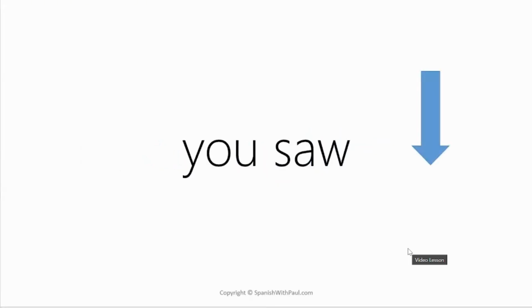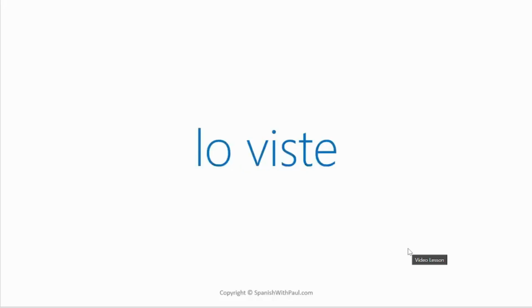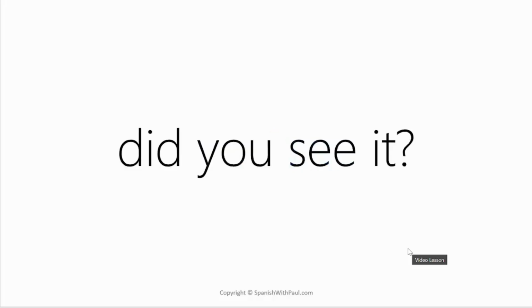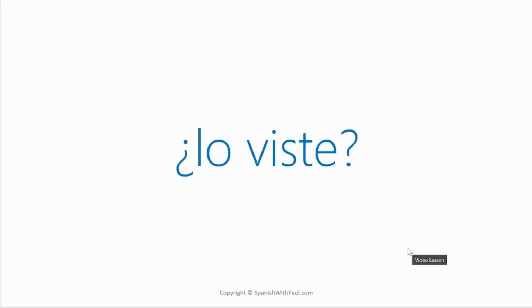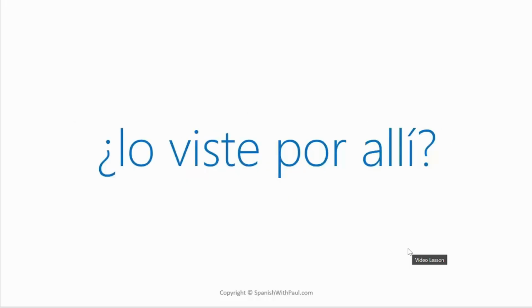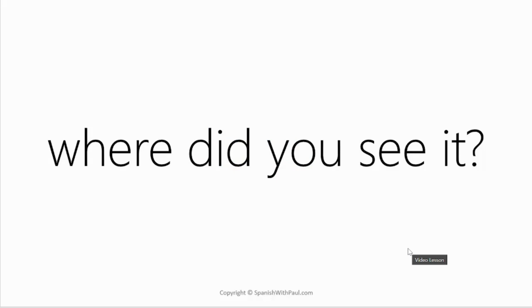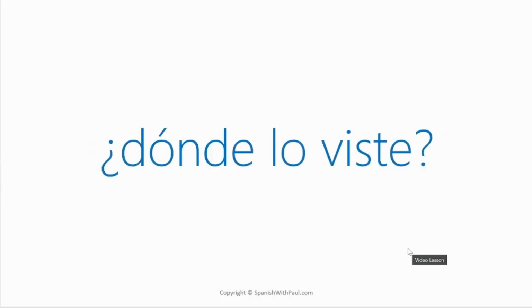You saw. It's clearly in the simple past. So, on our chart here, we have the angle for you, the verb to see, so the sound will be viste. Viste. You saw it. Lo viste. Did you see it? ¿Lo viste? Did you see it over there? ¿Lo viste por allí? What's the word for where? ¿Dónde? Now, how would you ask? Where did you see it? ¿Dónde lo viste?